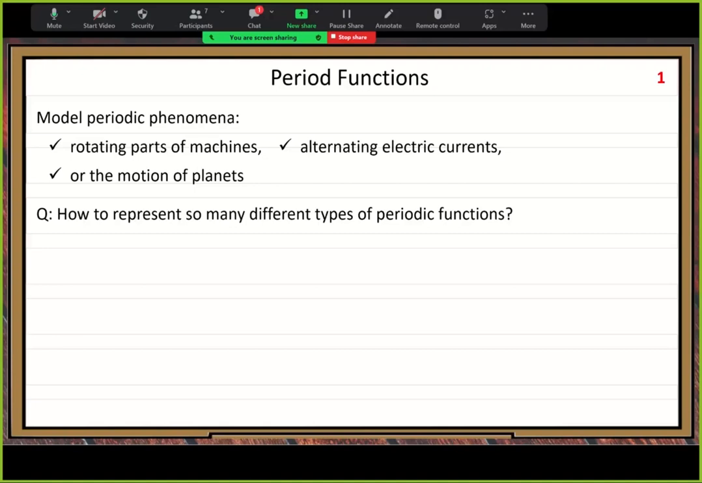Question: how to represent so many different types of periodic functions? Because periodic functions could be very different, we have to use one special way to model them. Answer: use simple and flexible periodic functions, cosines and sines. Any periodic function, we use cosine and sine to model.